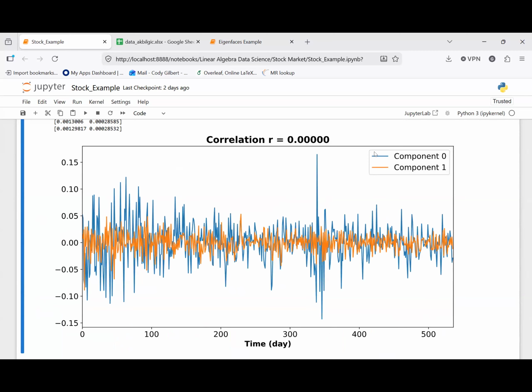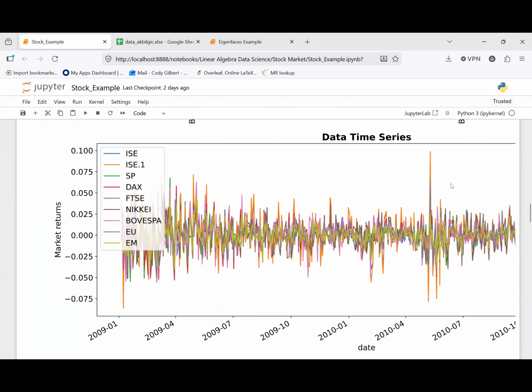And so you can see, if you look at the one labeled component 0, this is corresponding to the largest eigenvalue that you have. So it's the most influential. And then component 1 is the second largest. And you can see that component 0 takes into account more of the extremes that show up within the data that we had. So we have this huge spike here in component 0, which corresponds to this huge spike right here.